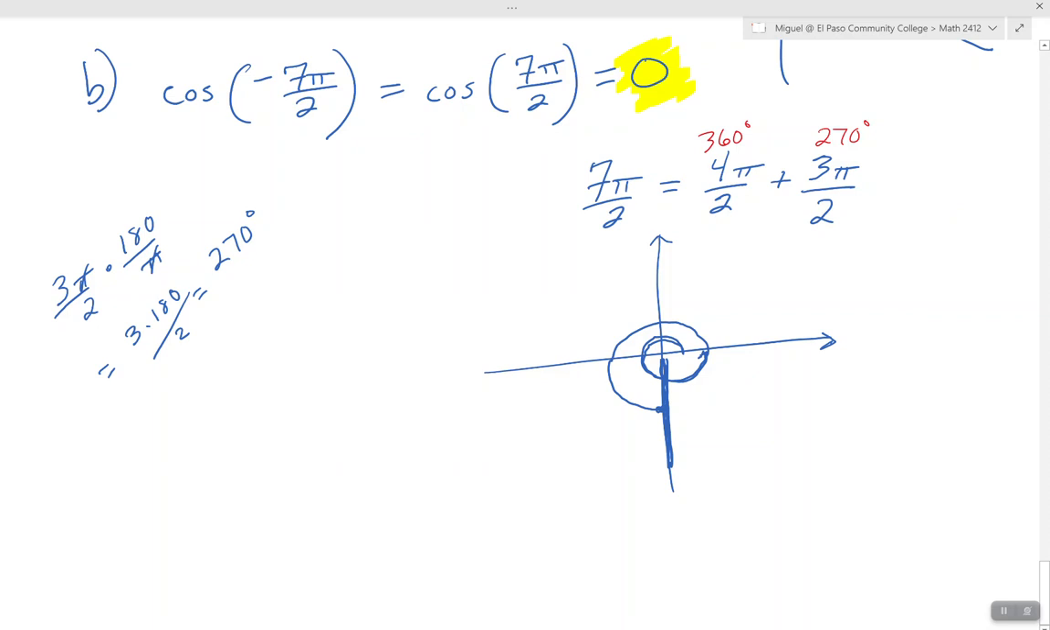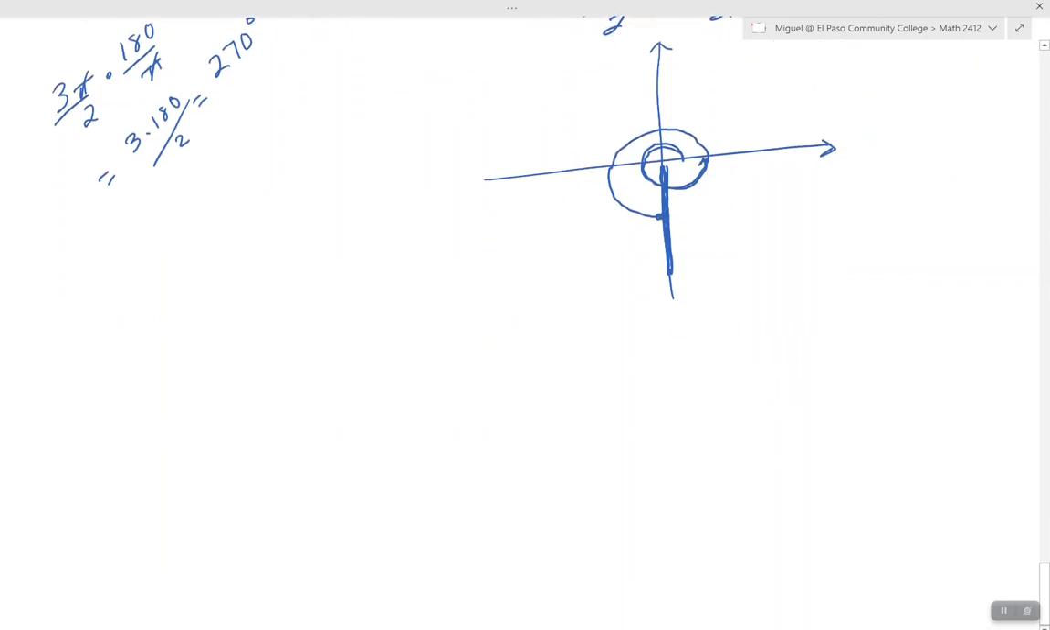That takes care of 4.2. Let me see if we missed something from 4.1 real quick. Linear speed. All right, let's try example 6. So going back down.